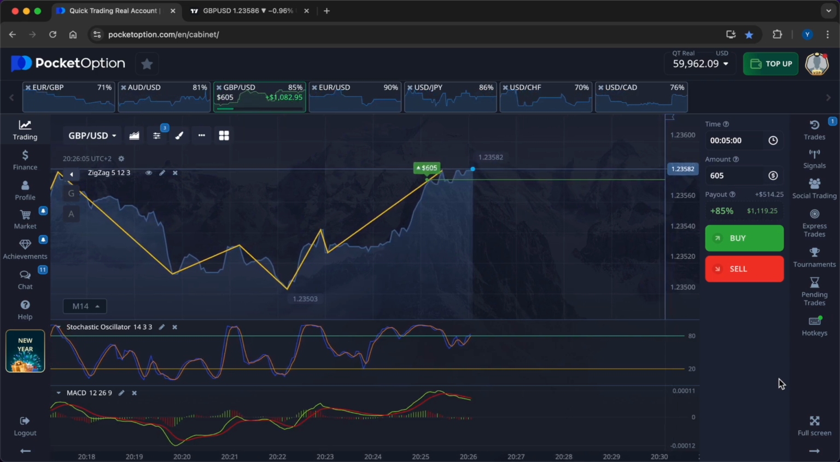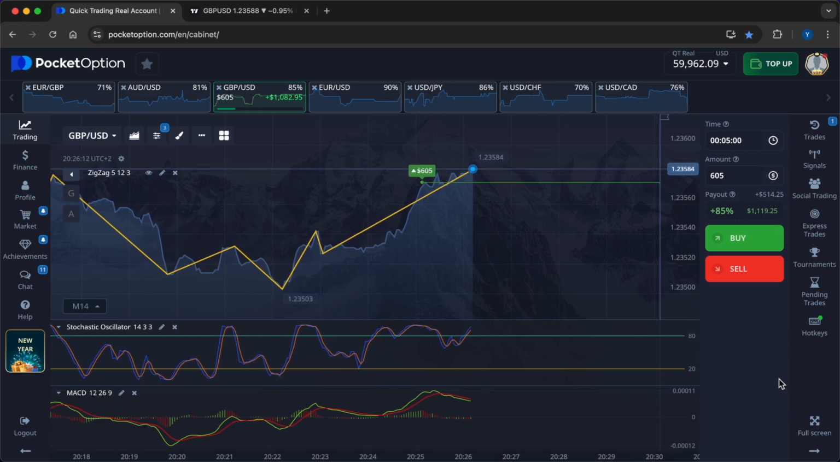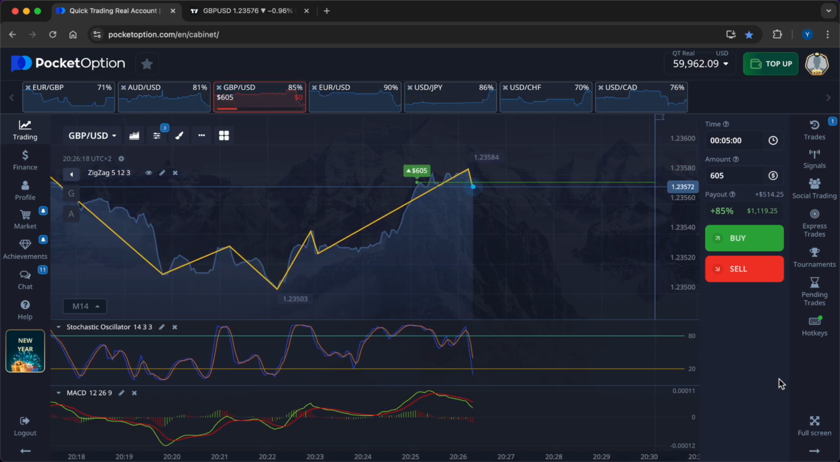By the way, the robot updates market data once a minute. It allows you to update the information right while working.